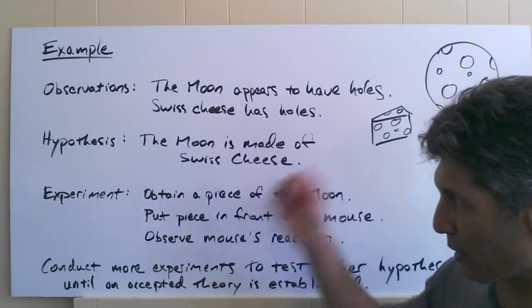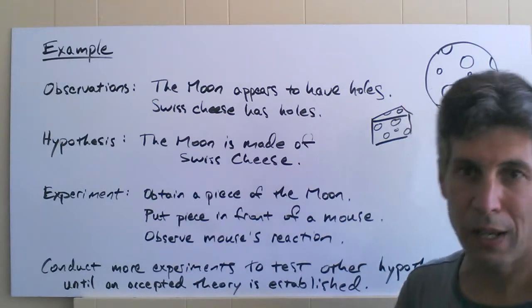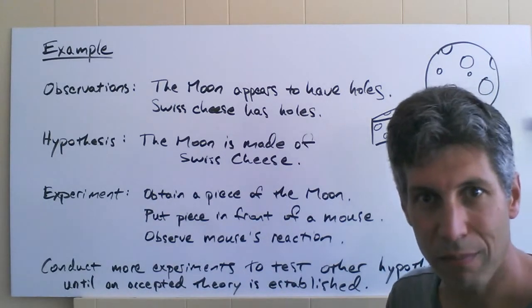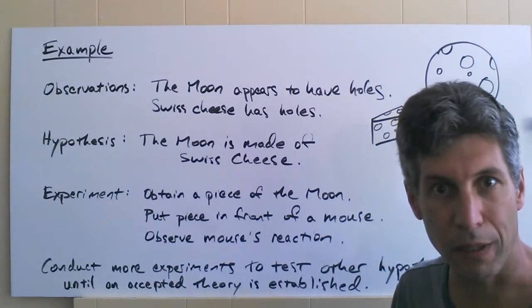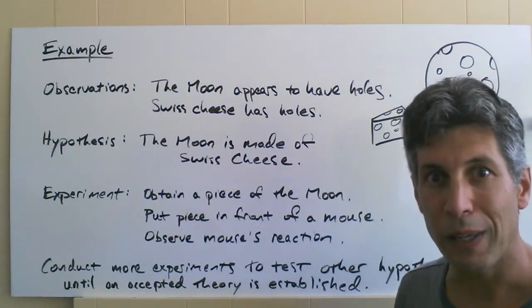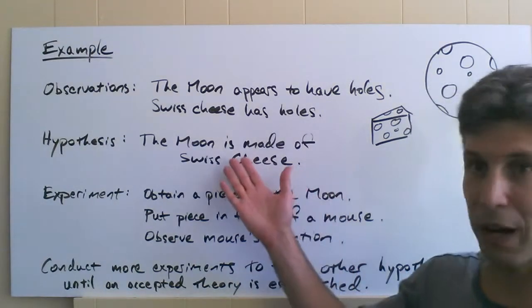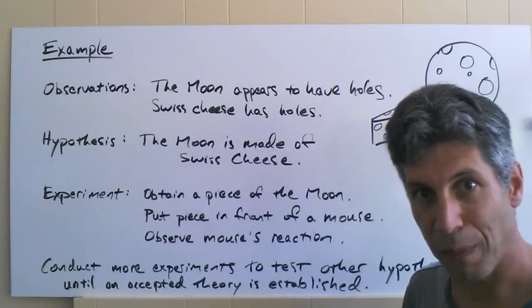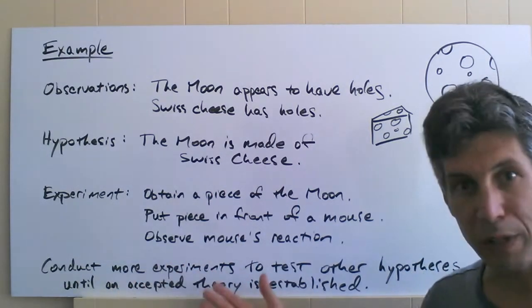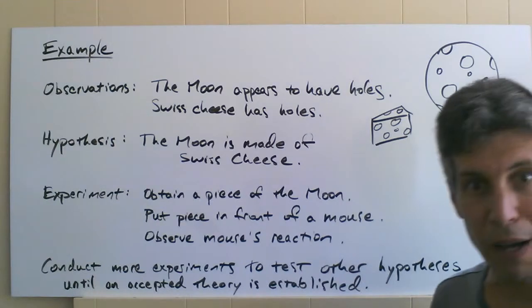We go up to the moon, we take a piece of it back, we put it in front of a mouse, and the mouse sniffs it and does not end up eating it. Okay, it looks like we have disproved this hypothesis that the moon is made of Swiss cheese. We could then conduct more experiments to test other hypotheses.